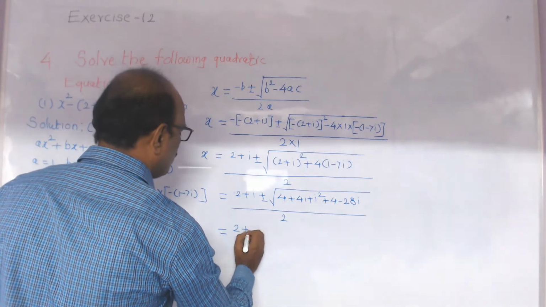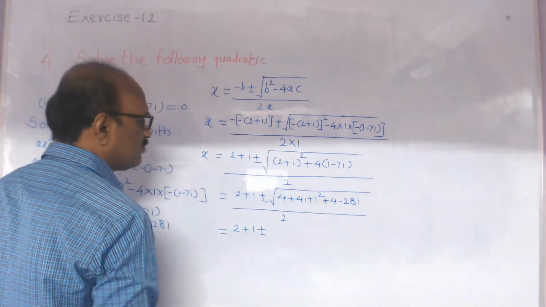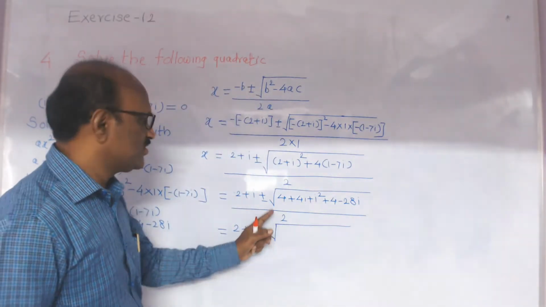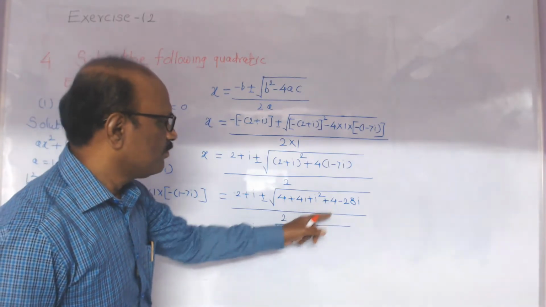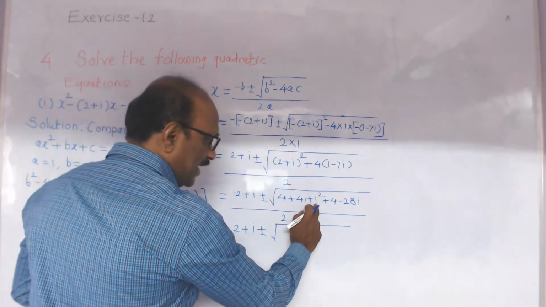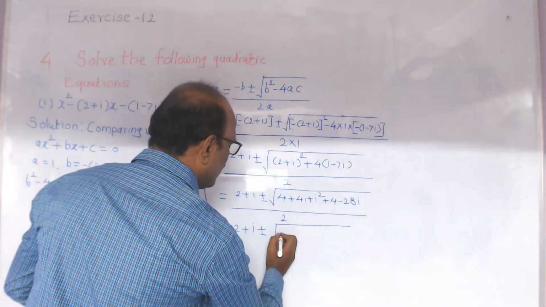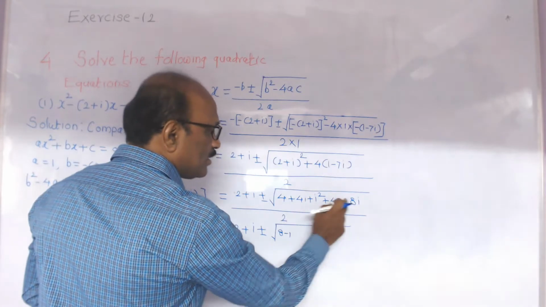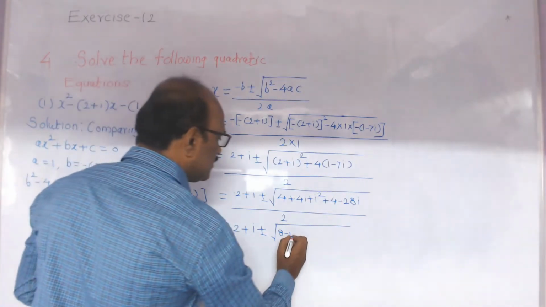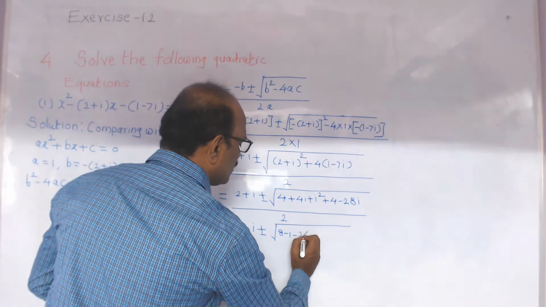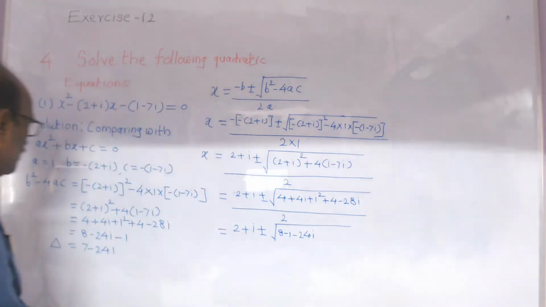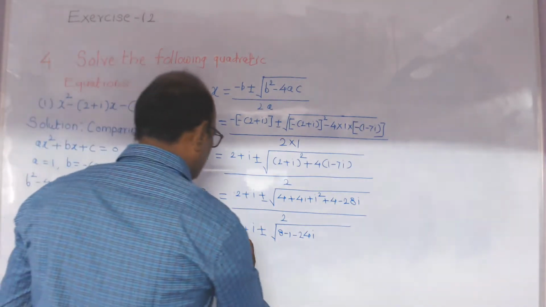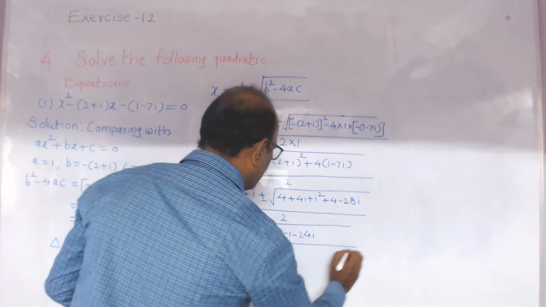2 plus i plus or minus the square root of, okay, normal simplification is here: 4 plus 4 is 8, and i squared is minus 1, so 4 plus 4 is 8, i squared is minus 1, and 4i minus 28i, you will get minus 24i. We have calculated here the value of this delta, and we'll substitute it here upon 2.